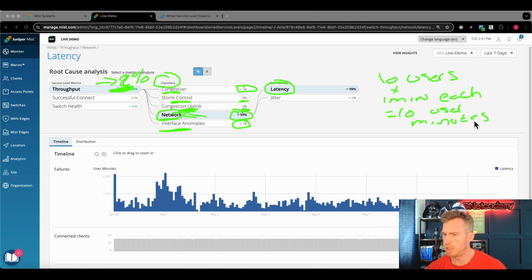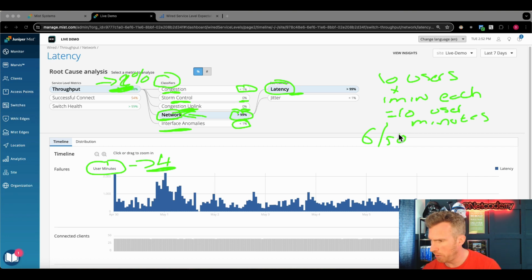Now, what is being defined here under user minutes is, if there are 4 user minutes that have been impacted because of latency, then that means you're only getting 6 out of 10 possible user minutes on the network, so just over 50%. That's the whole concept of user minutes. It's how many user minutes you are getting over the network and how many have been impacted by those network events, those network failures, in this case latency.